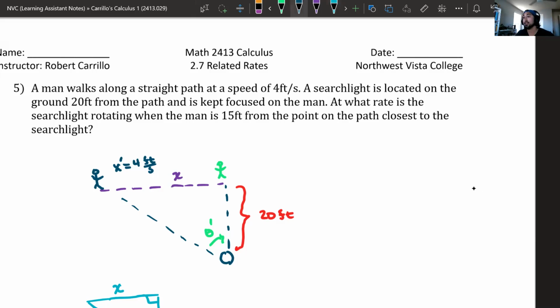Stupid man. See, this is why we're math majors and not English majors. So this means it is rotating this way. Yeah, this is why related rates is so hard, because we can't read. There we go.